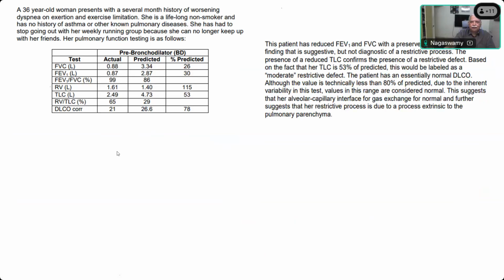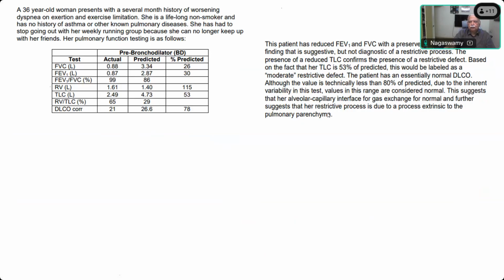Restrictive pattern. So FVC is reduced, but it is not diagnostic by itself; the reduced TLC confirms the presence of restrictive disease. Based on the fact that TLC is only 53% of predicted, it is labeled as moderate restrictive disease, and she essentially has a normal DLCO. The test values are in the range considered normal. This suggests that alveolar capillary interface gas exchange is normal.